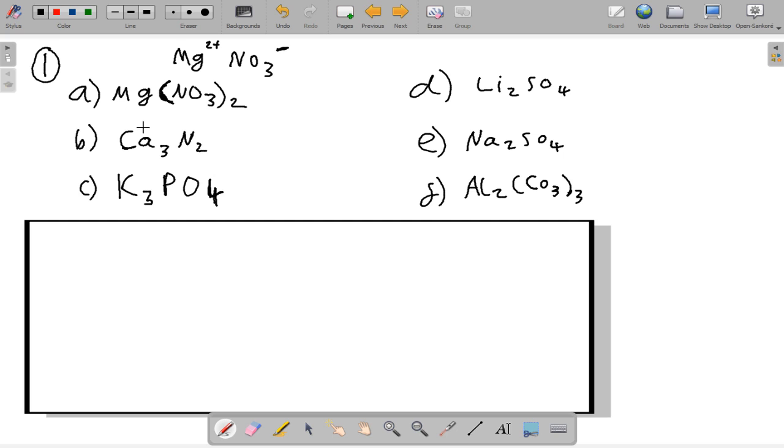And for this one, calcium nitride, if we know that nitrogen forms a 3 minus ion and calcium forms 2 plus, we need 3 calcium to cancel an overall 6 minus charge for N2.